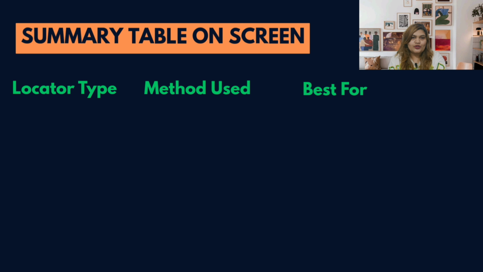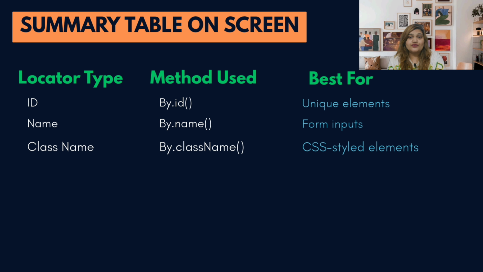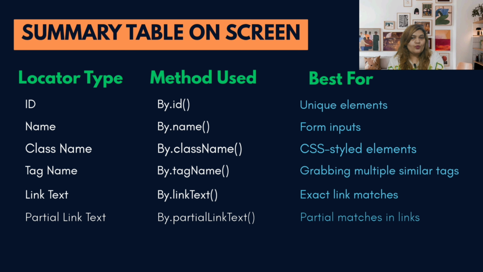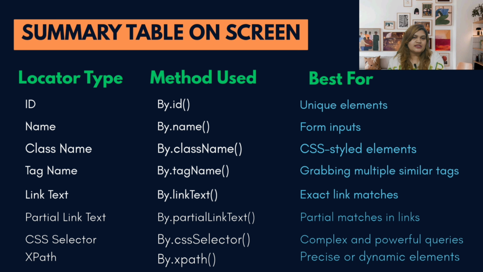Here's a quick summary table on the screen. ID for unique elements. Name for form inputs. Class name used for CSS styled elements. Tag name for grabbing multiple similar tags. Link text for exact link matches. Partial link text for partial matches in links. CSS selector for complex and powerful queries. XPath for precise or dynamic elements.